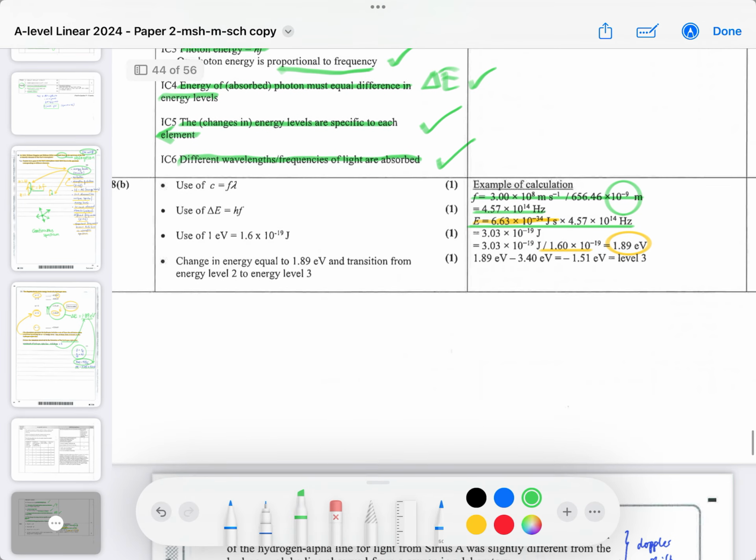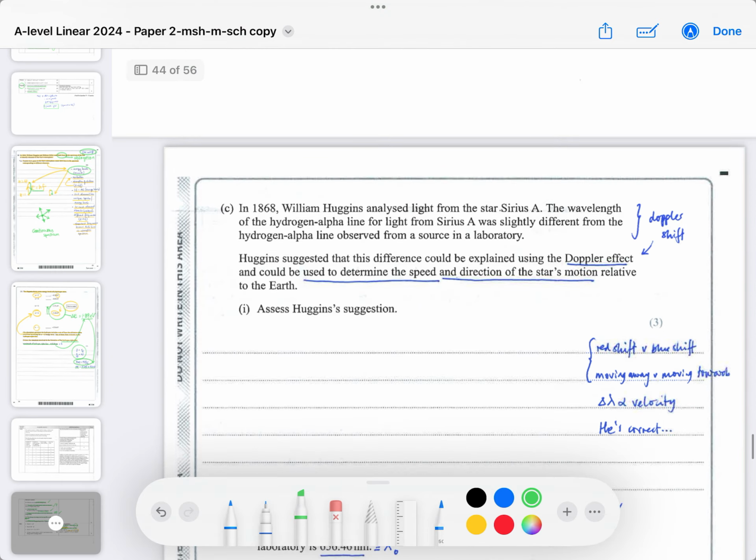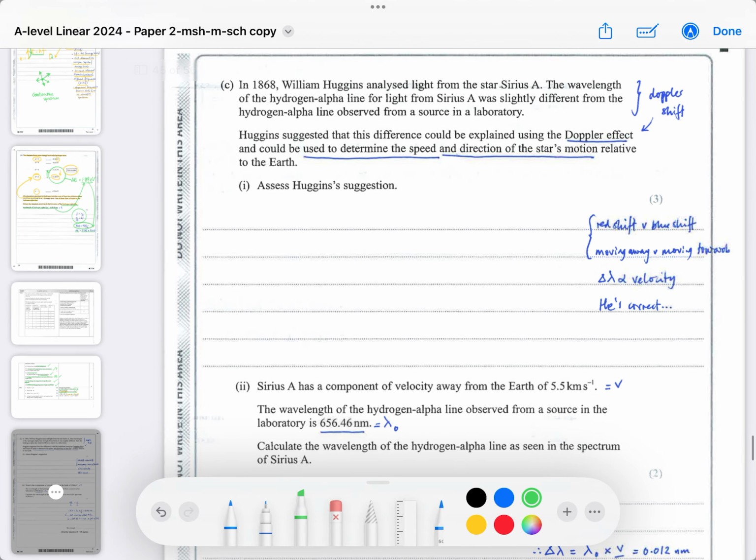That's the 6 marker and 18B, and here comes 18C. It says in 1868, Huggins analyzed light from a star called Sirius A. The wavelength of the same hydrogen alpha line for the light from Sirius was slightly different from the hydrogen alpha line observed from a source in a laboratory on Earth. Okay, that's because of the Doppler shift.